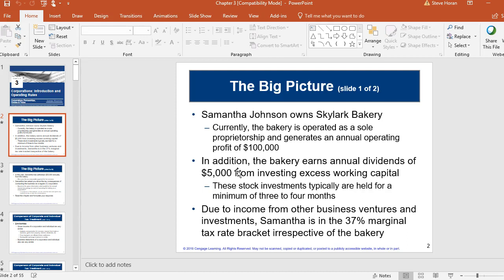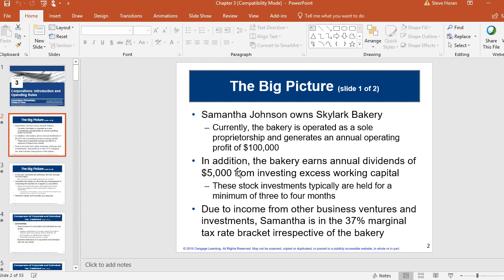picture. And so just on the very first page of Chapter 3 in your textbook, you'll see the exact same thing here. Samantha Johnson owns Skylark Bakery. Currently, it's a sole proprietorship. She makes a profit of $100,000. In addition, the bakery earns dividends of $5,000 per year just by investing extra capital in stock investments. Due to the income from other business ventures and investments, she pays a 37% marginal tax rate.